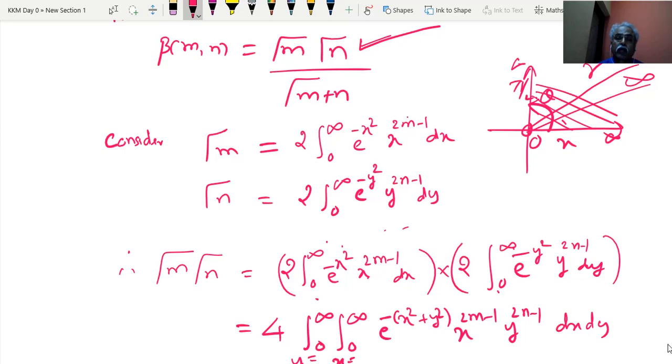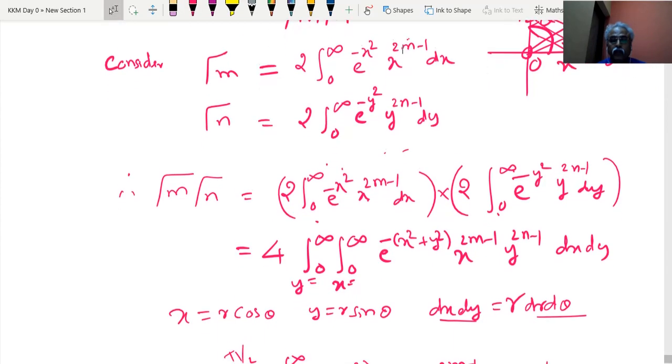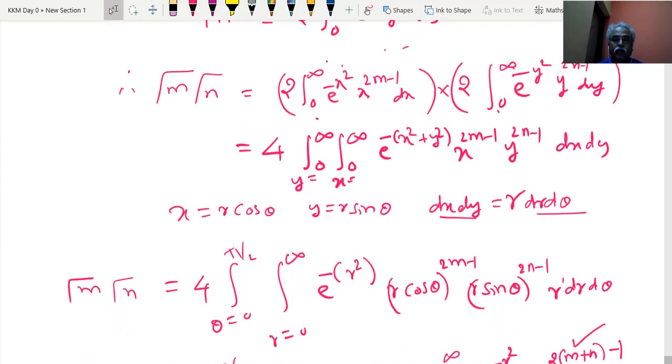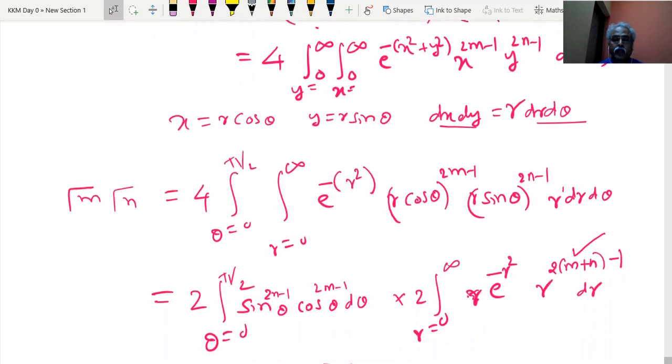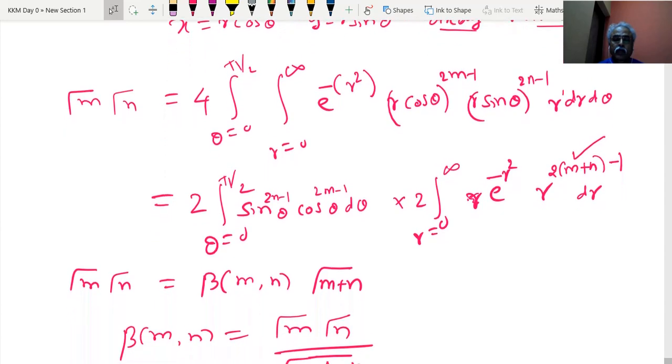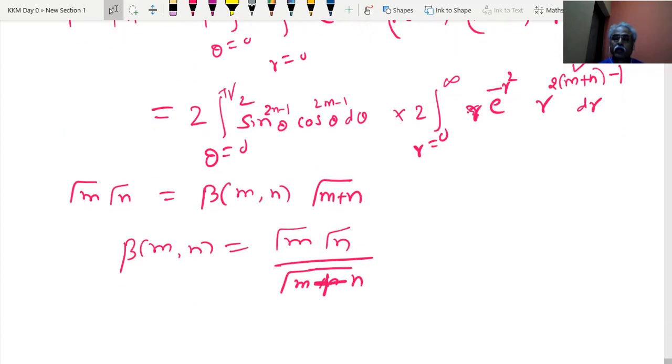Now, if it is m plus n, it becomes gamma of m plus n, irrespective of whether x is there or y is there or r is there. Similarly, gamma n, we defined multiplication. We combined ordinary single integration to double integration. Then, we converted into polar coordinates. After converting into polar coordinates, again separate r and theta. Whatever is in terms of theta, it becomes beta. Whatever is in terms of r, it becomes gamma. So that you should be able to tell like a story.